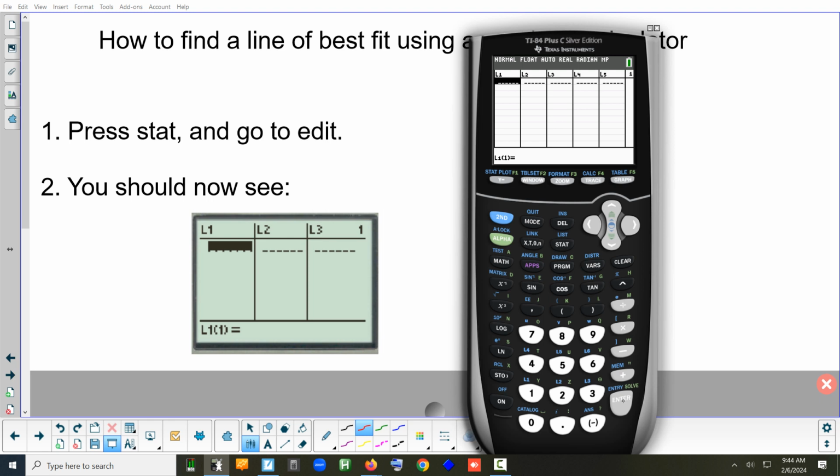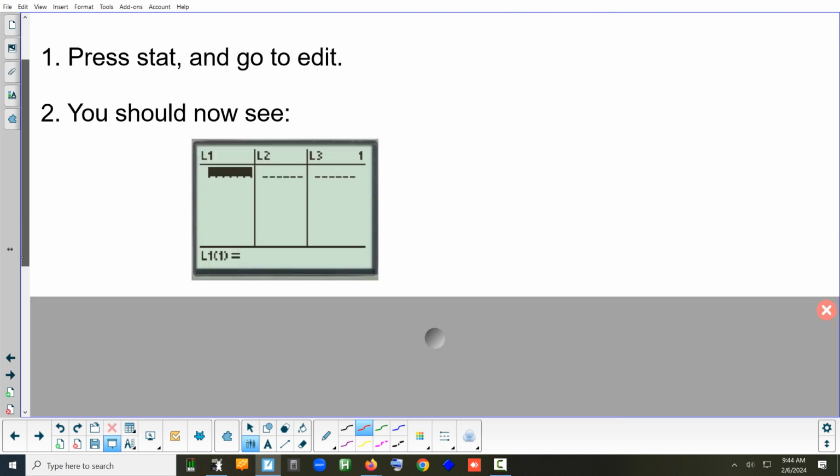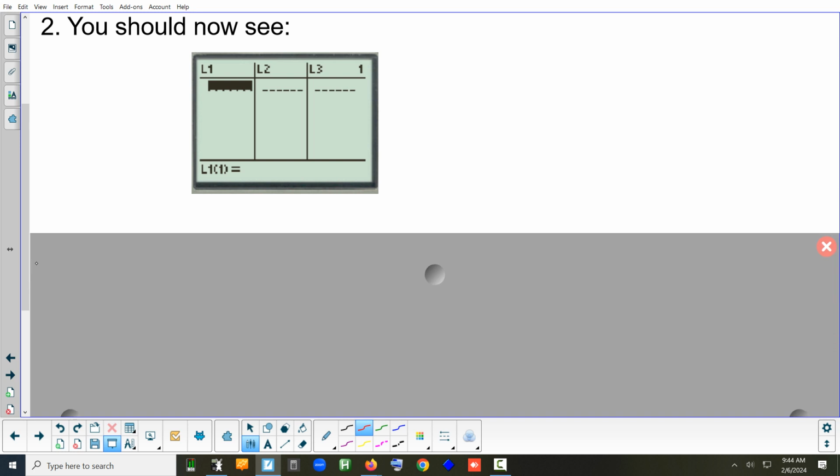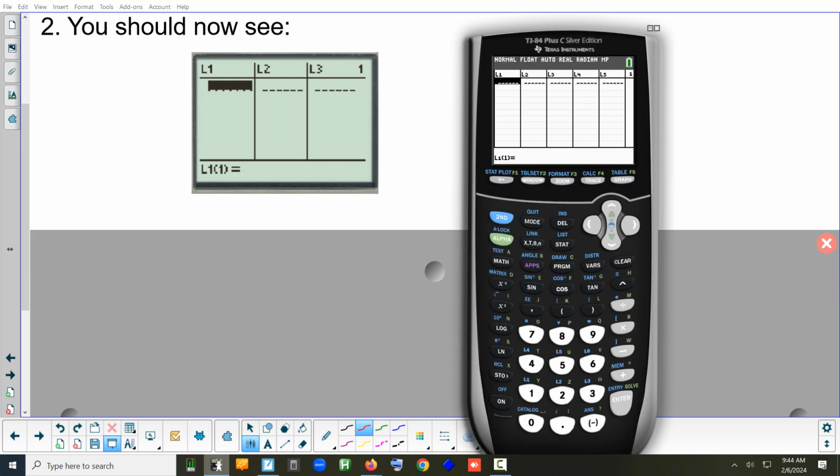Okay, this is where we're going to type in the information from example 3. Press STAT, and then under option 1, hit enter, and it'll take you to that screen. Now, we're not going to end up using most of these columns. We're just going to use the first 2.